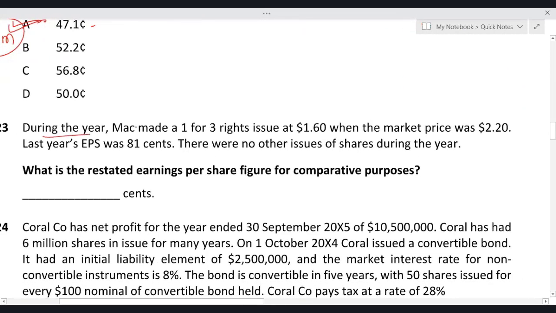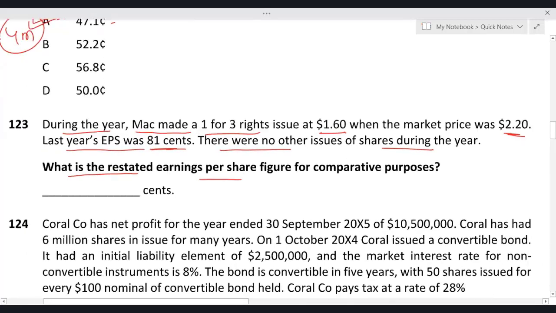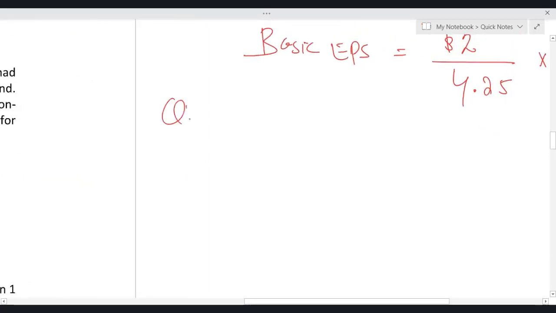During the year, Mac made a 1 for 3 rights issue at 1.6 when the market price was 2.2. Last year EPS was 81 cents. There were no other issues of shares during the year. We just need to calculate restated EPS. Students, before calculating restated EPS, you have to first calculate the rights fraction. So let us first calculate the fraction of the right. Question 123.